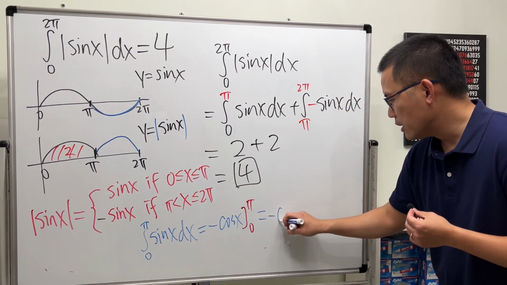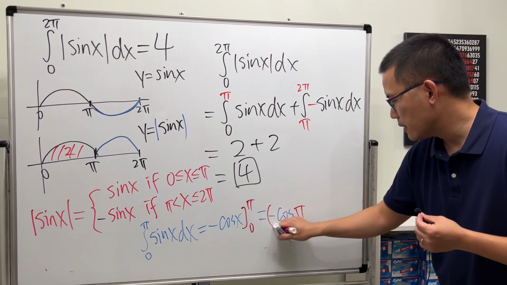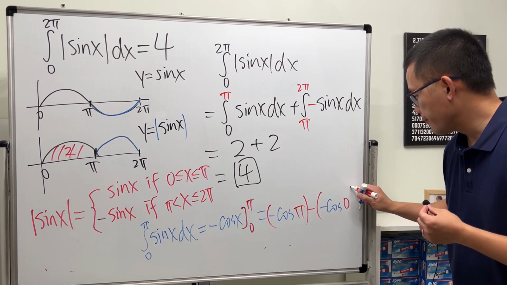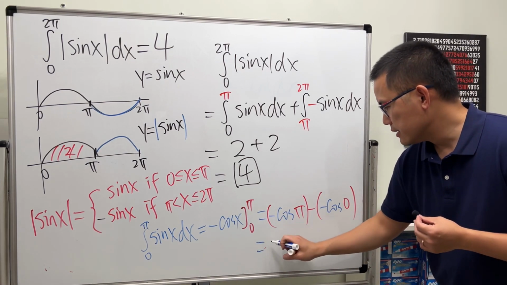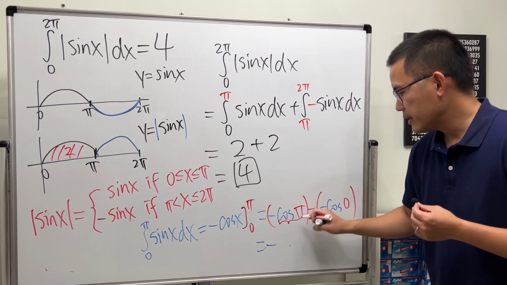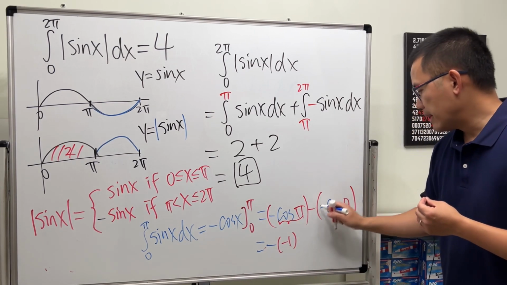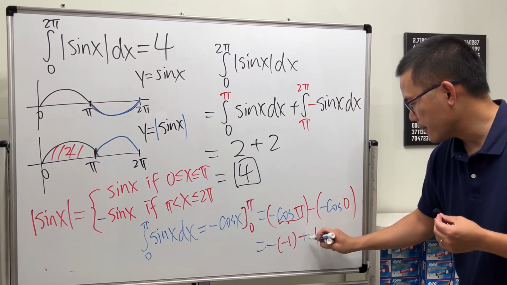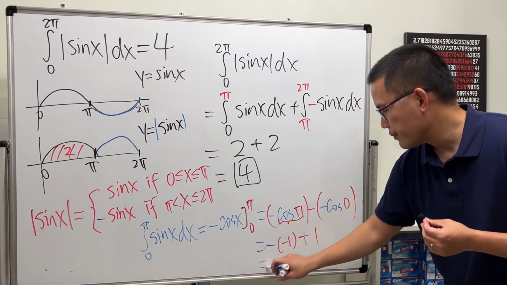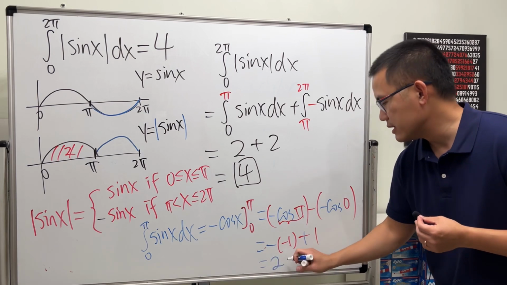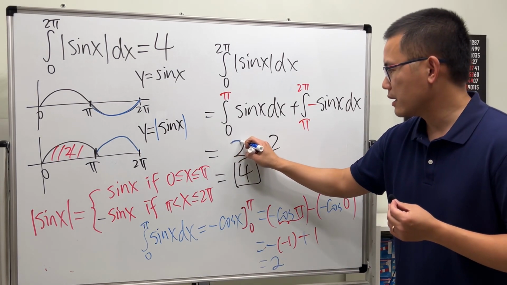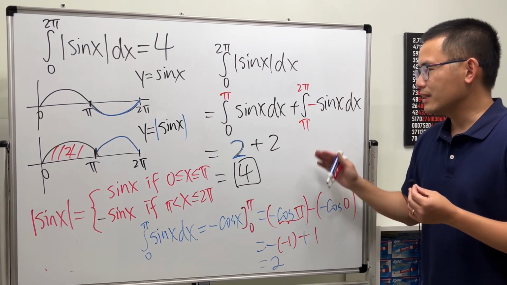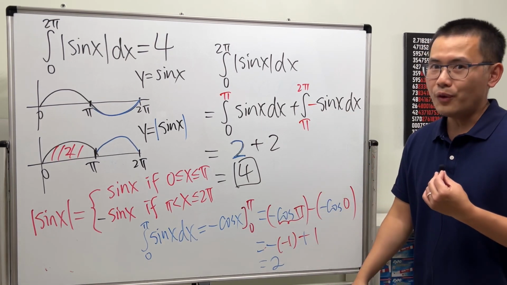Plugging, so negative cosine pi minus negative cosine 0. Okay, this is negative, but cosine pi is -1. Minus minus becomes a plus, and then this right here, cosine 0 is 1. So as you can see, it's just 1 plus another 1, so the answer for that is this 2 right here. And then I will leave this to you, just work it out. You also end up with 2, and then finally you just end up with 4. That's fine.